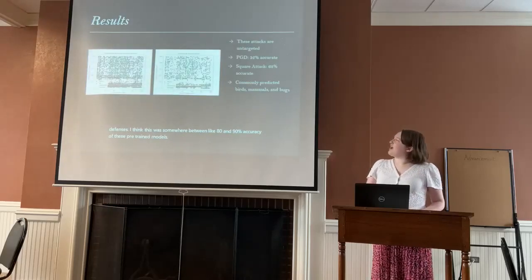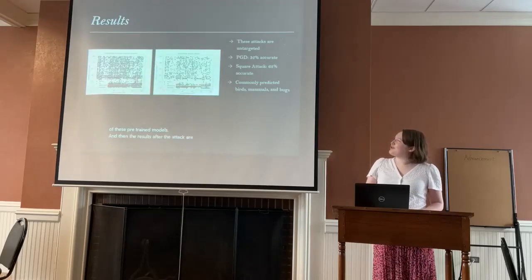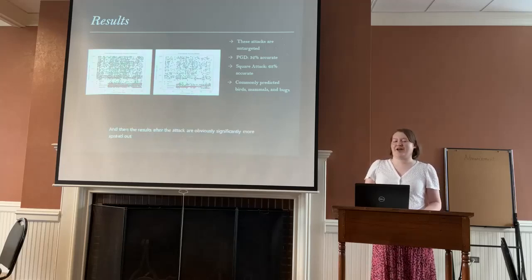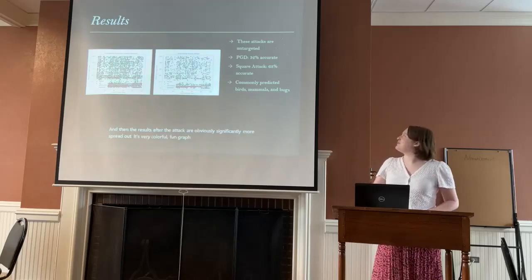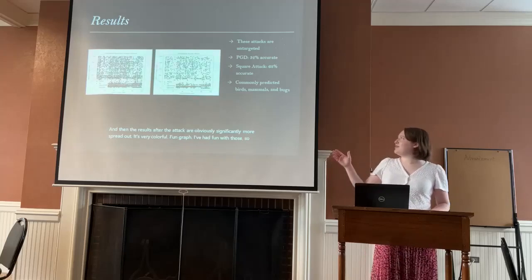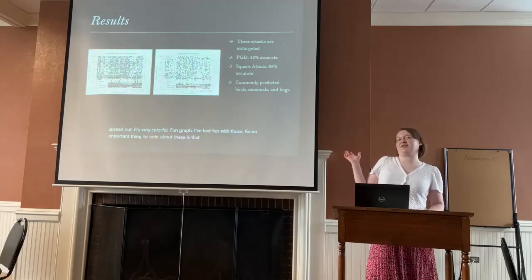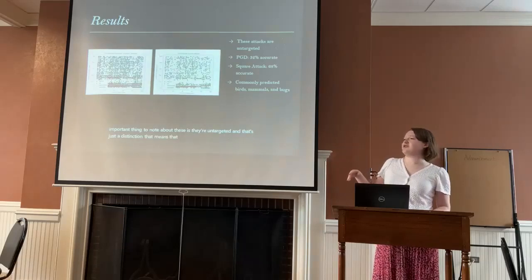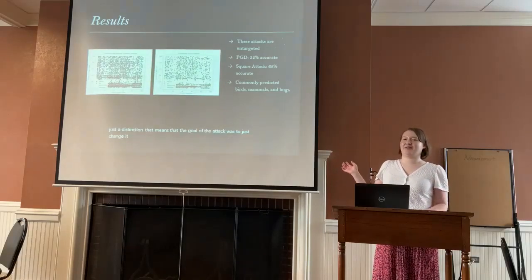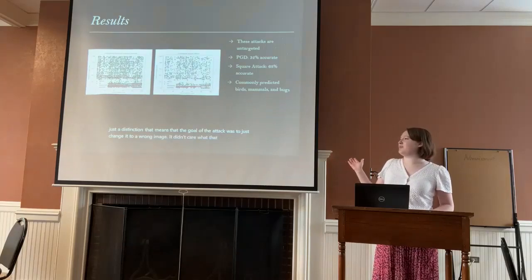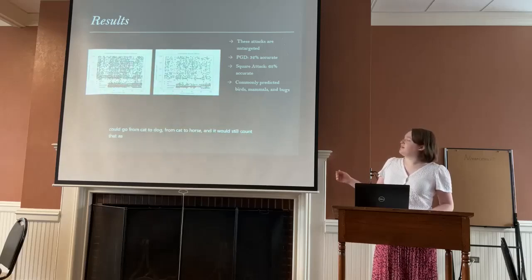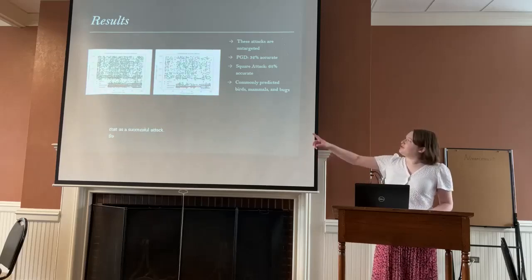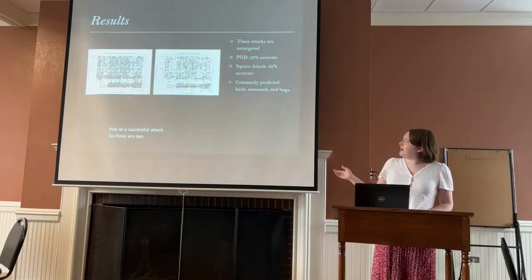And then the results after the attack are obviously significantly more spread out. It's a very colorful, fun graph. I've had fun with those. An important thing to note about these is they're untargeted, and that's just a distinction. That means the goal of the attack was just to change her to a wrong image. It didn't care what that image was. So we could go from cat to dog, from cat to horse, and it would still count that as a successful attack.